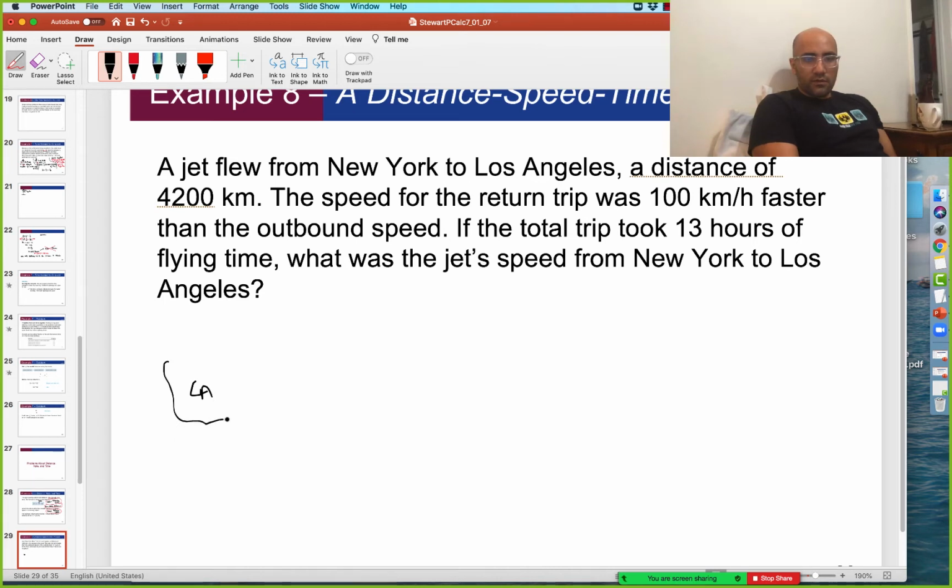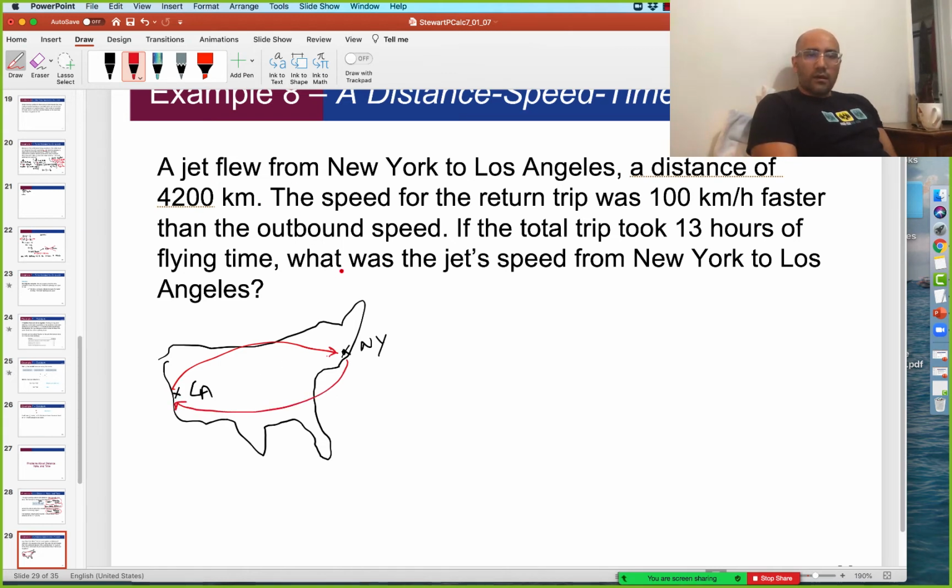Something, and there's Texas, and then there's Florida, and something over there. There we go. Okay, so here's LA, here's New York, and then things there. All right, so we go from there to there, and then we also want to go back from there to there. And of course, the distance is the same in both cases.